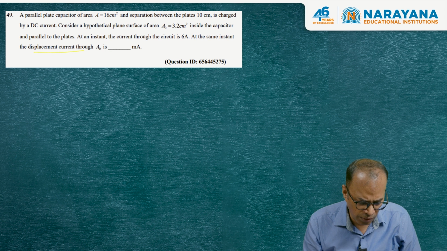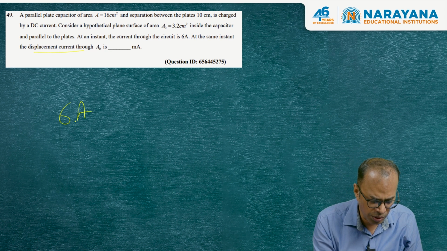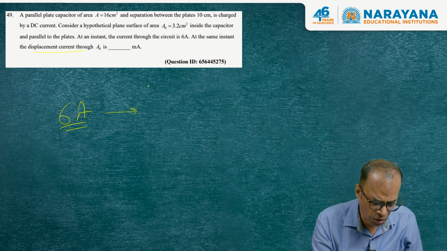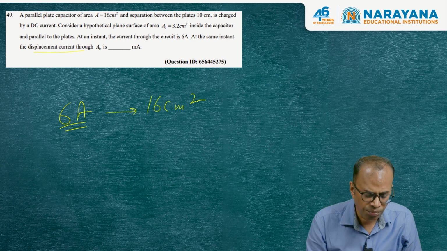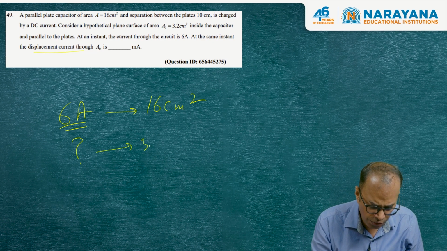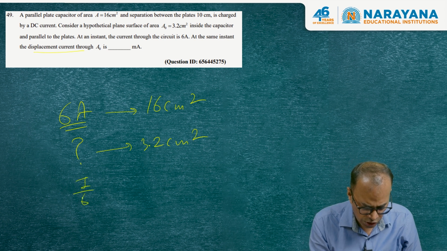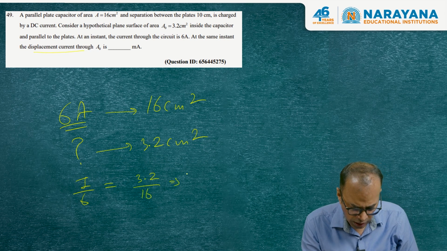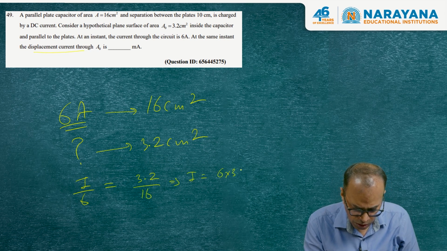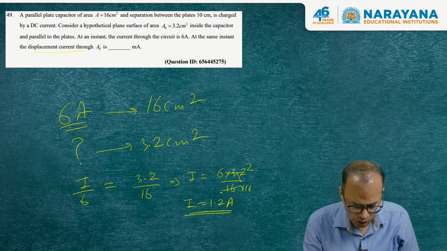So the total current, which is 6 ampere, must be uniformly distributed between the plates. So 6 ampere is distributed in an area of 16 centimeter square. Now we are interested in calculating the current in an area of 3.2 centimeter square. So I by 6 must be equal to 3.2 by 16. That gives you I is equal to 6 into 3.2 by 16, so 1.2 ampere. So the current is 1.2 ampere.